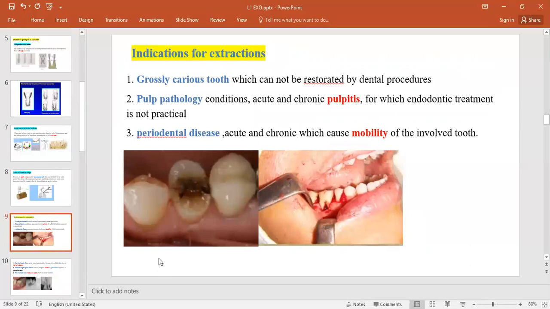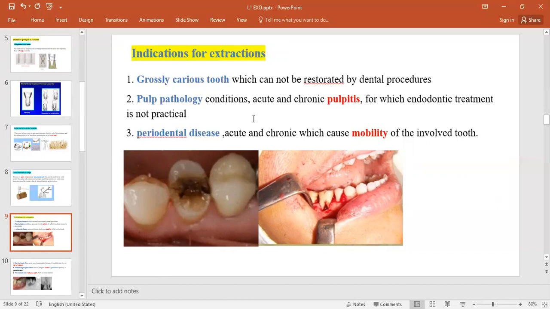So now we move to indications of extraction. There are so many indications. However, we can sometimes save the tooth by other techniques, according to the case. So, if we have a grossly carious tooth, and we cannot restore it by any dental procedure, root canal or something like that, we can extract the tooth. Pulp pathology conditions such as chronic and acute pulpitis also, when we cannot do a root canal or the patient refuses, in that way we can extract the tooth.